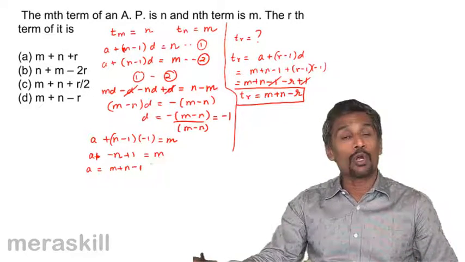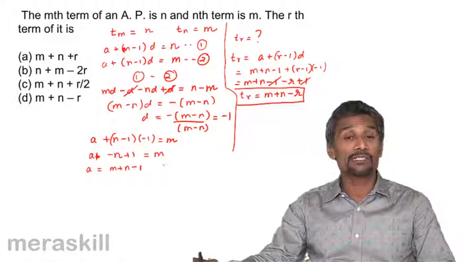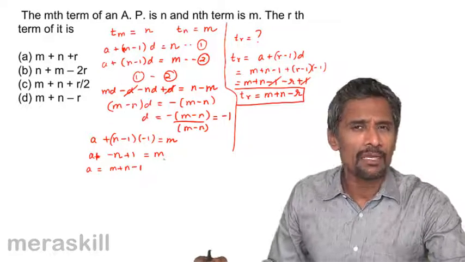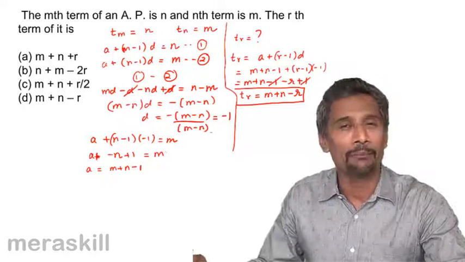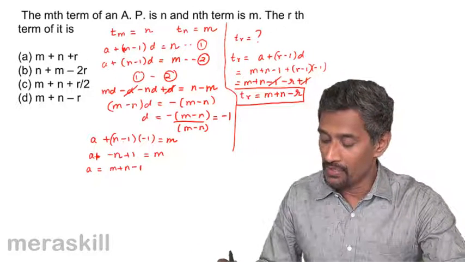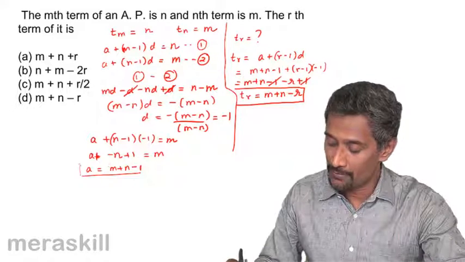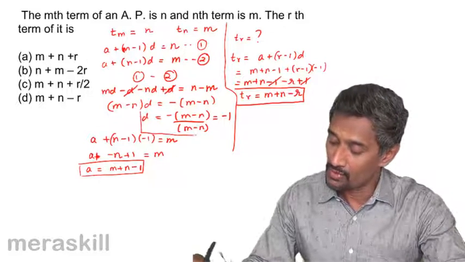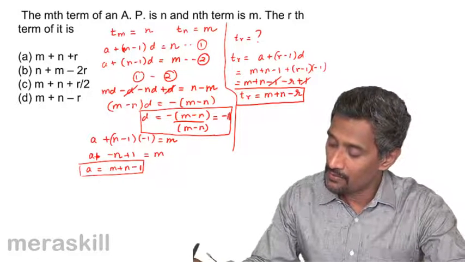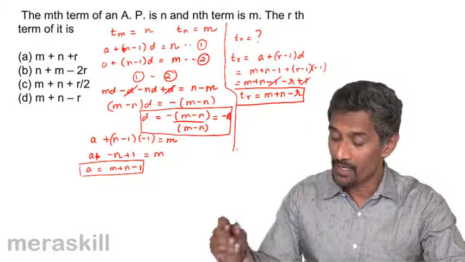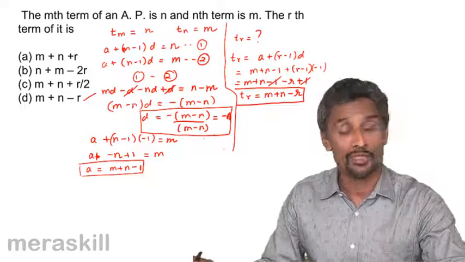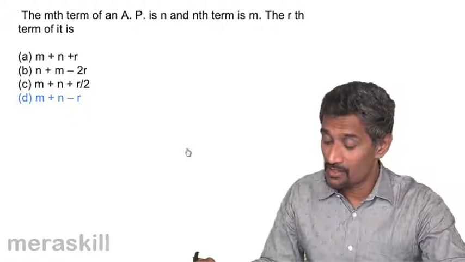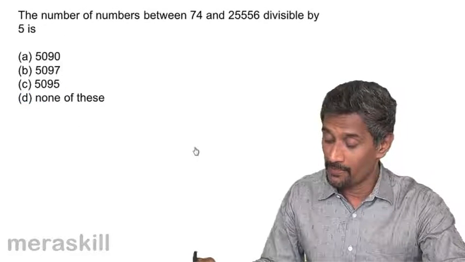So in these kind of questions, whatever we did in the earlier cases, that is first find out a and d. But in all the cases that we did till now, a and d turned out to be some numbers. But in this case, we are getting them in terms of m, n and r in general. So we find out according to that. So a turns out to be m plus n minus 1 and d turns out to be minus 1. Using this, we find Tr, which will be m plus n minus r. So among these, this is the right option. And yes, m plus n minus r is the right answer. Okay.